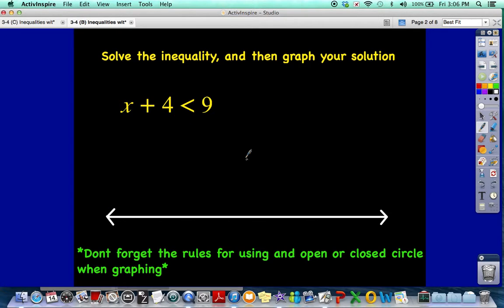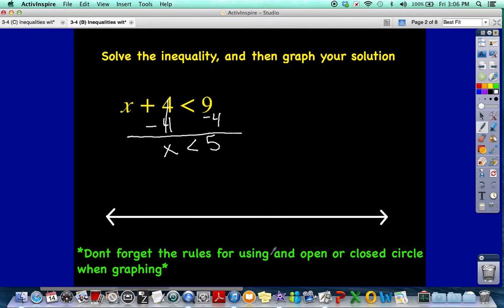All right, here we go. Here's an example. It says solve the inequality and then graph your solution. Exact same method as equations. What's going on to x? Do the opposite. We're adding 4 to x, so we're going to subtract 4 from both sides. These 4's cancel, so now I have x is less than 5 because 9 minus 4 is 5. That was all there is to it. It's that simple. I subtracted 4 from both sides, have this new inequality, now I graph it.